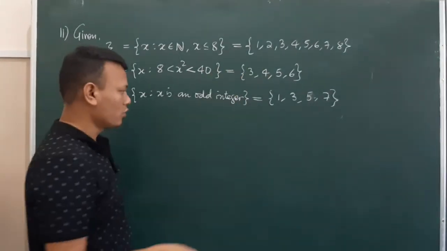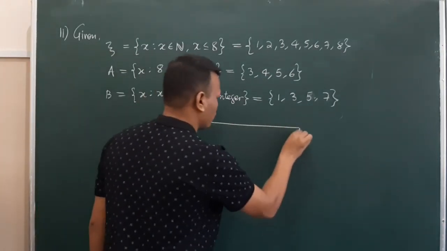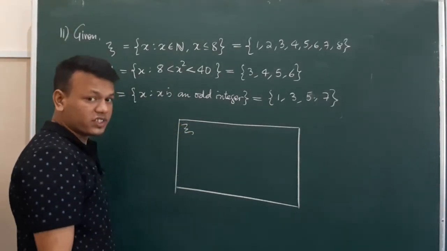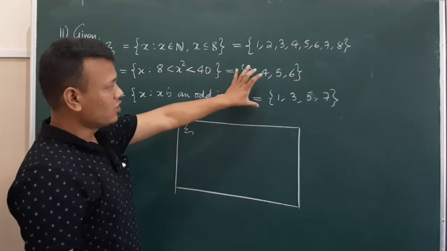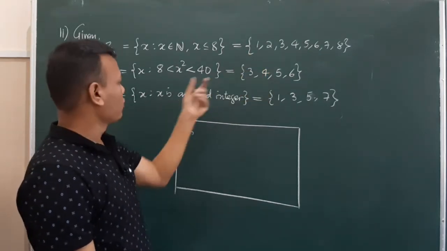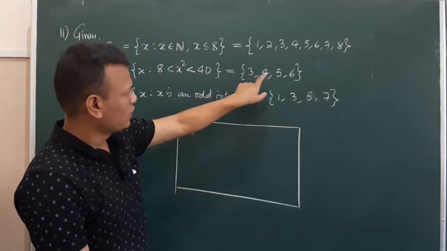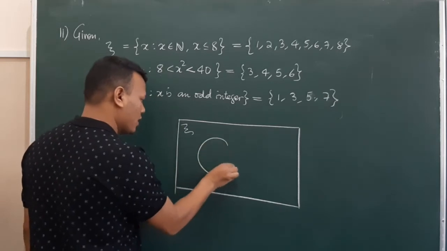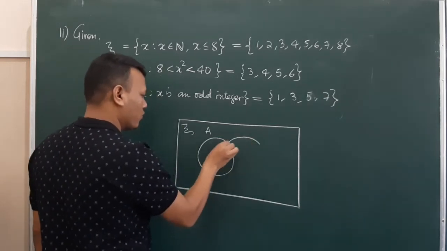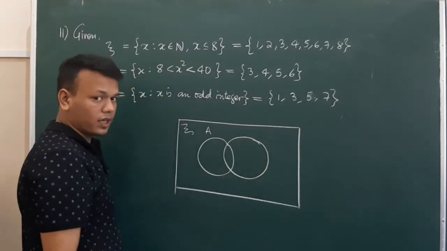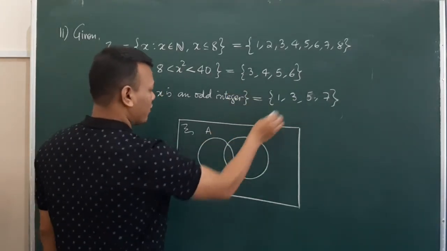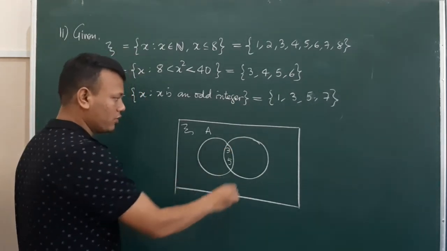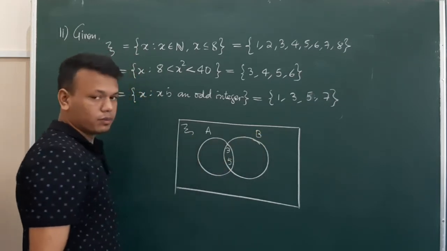First and foremost, we need to draw this rectangular box, and this is my universal set. Now let's check if anything is common between A and B. Yes, 3 and 5 are common, so set A and set B will be intersecting each other. This is the common region between A and B, so 3 and 5 will be written here.